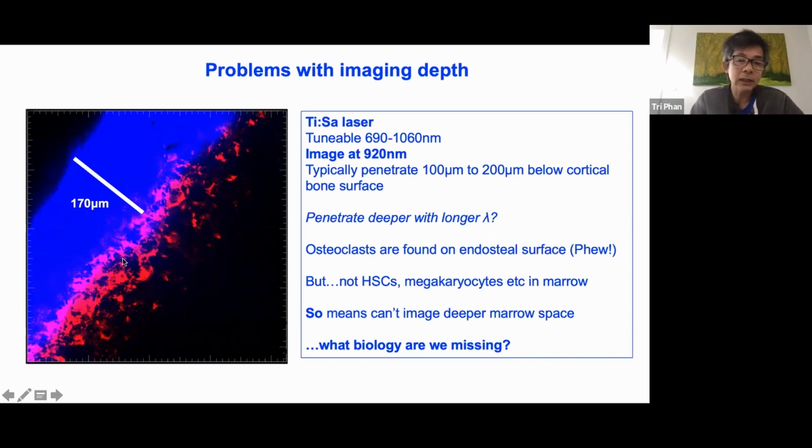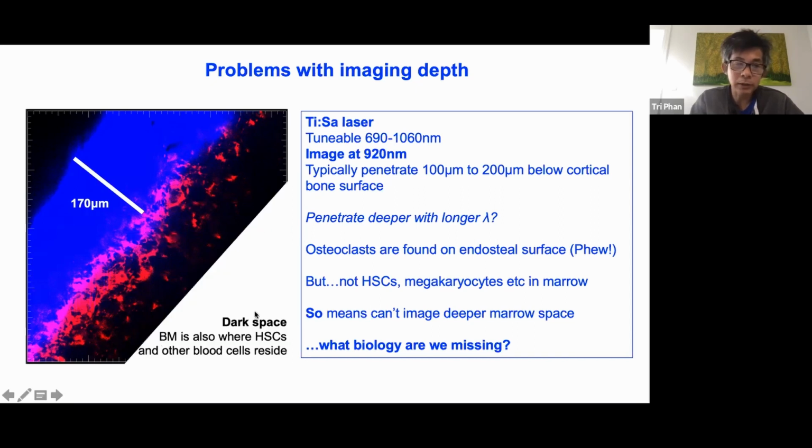So that's great for now, but really we are missing a lot of biology. So this dark space here is the bone marrow, where also there are niches for other stem cells, cancer cells, and obviously a lot of blood cells that may be really important. So that brings up this problem that we have, that actually we may well be missing a lot of really interesting biology with this method.